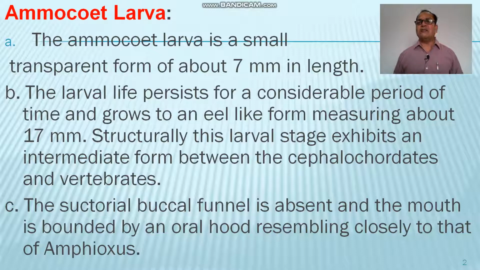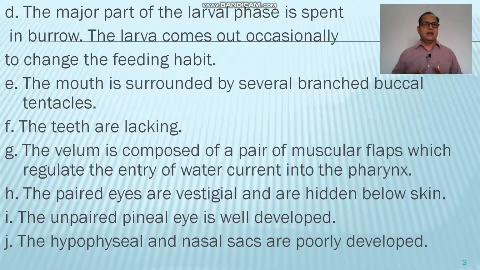The suctorial buccal funnel is absent and the mouth is bounded by an oral hood, closely resembling Amphioxus. The major part of the larval phase is spent in a burrow, but sometimes the larva comes out occasionally to change its feeding habits. But most of the life is spent in the burrows or nests built by their parent.